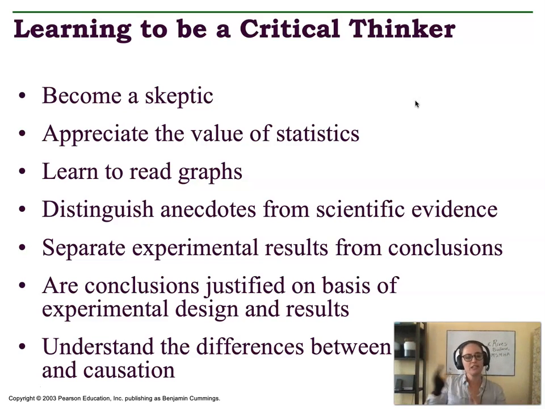You have to separate your experimental results from your conclusions, right? Just because you got evidence that the light turns off in the refrigerator does not mean for sure that the light turns off in the refrigerator. Your results support a conclusion. They do not confirm a conclusion. So a lot of people are going to have to nitpick and ask you, are your conclusions justified on the basis of your experimental design and results?